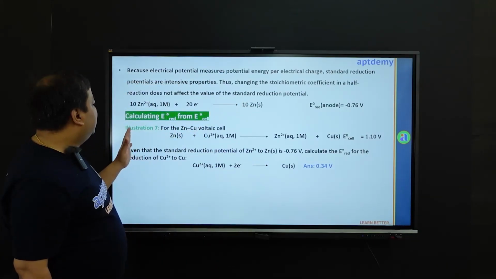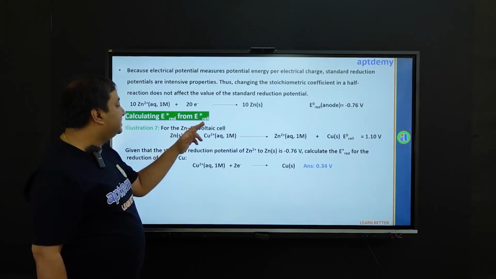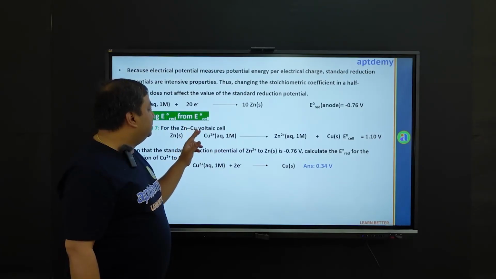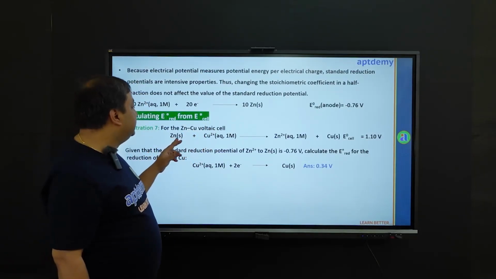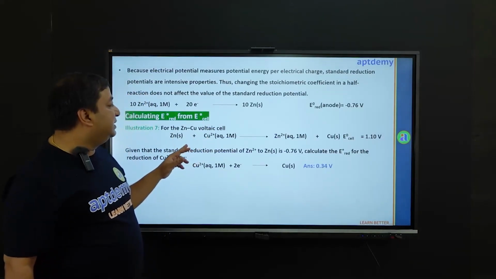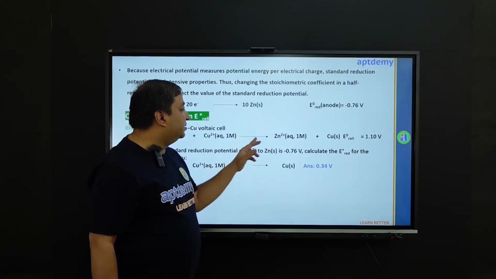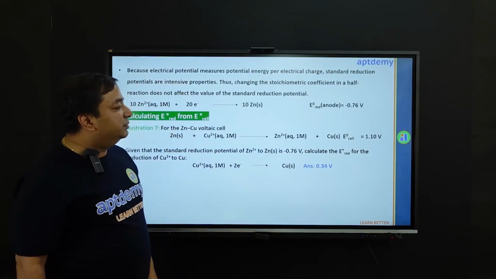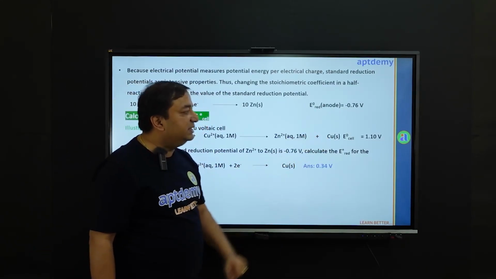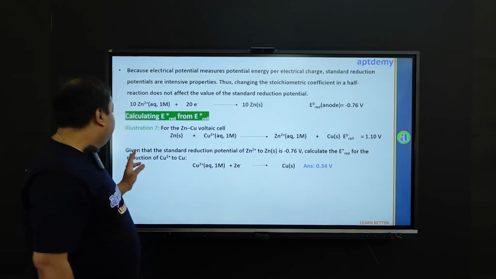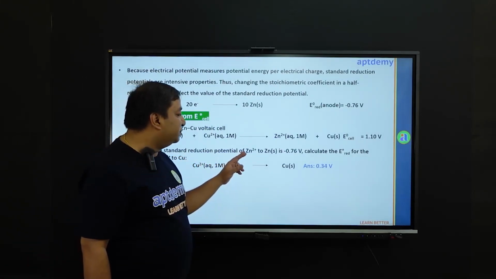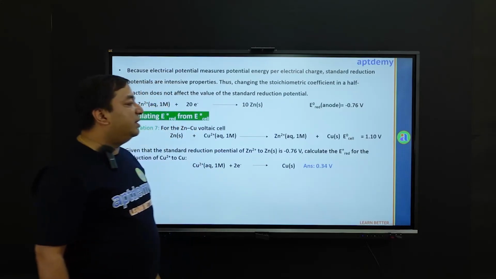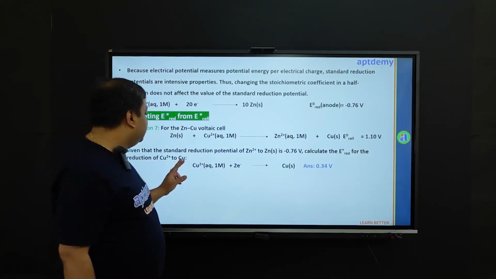Now, over here, calculating E0 red from E0 cell, illustration 7, for the zinc-Cu voltaic cell. The equation given to us is zinc solid plus copper 2+ aqueous, 1 molar, going to zinc 2+ aqueous, 1 molar, plus Cu solid. The E0 cell over there is 1.1 volt. Given that the standard reduction potential of zinc 2+ to zinc is minus 0.76, calculate the E0 red for the reduction of Cu2+ to Cu.